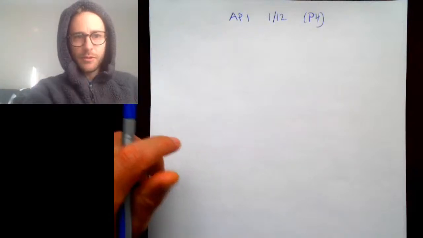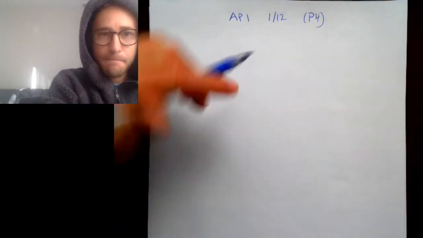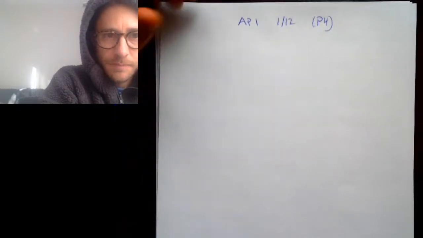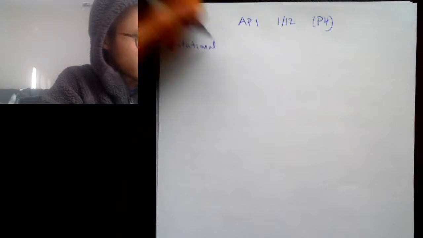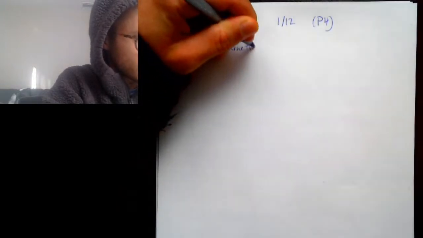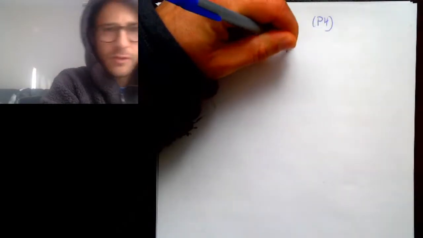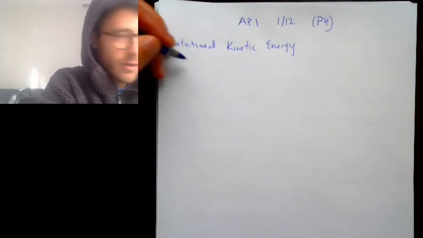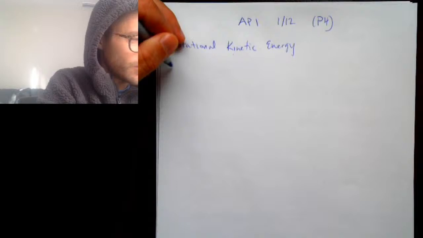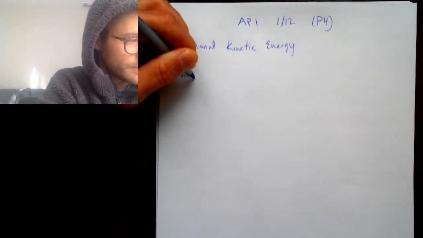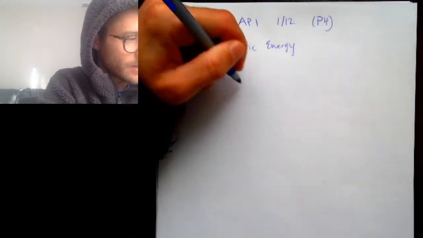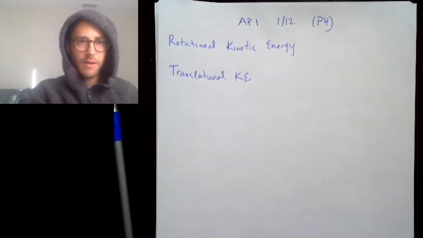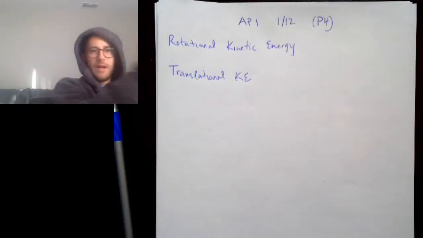So we have a pretty straightforward lesson today. There's something called rotational kinetic energy. Just like there is regular kinetic energy, which we would call translational kinetic energy. That's the kinetic energy you have when something is going from point A to point B.